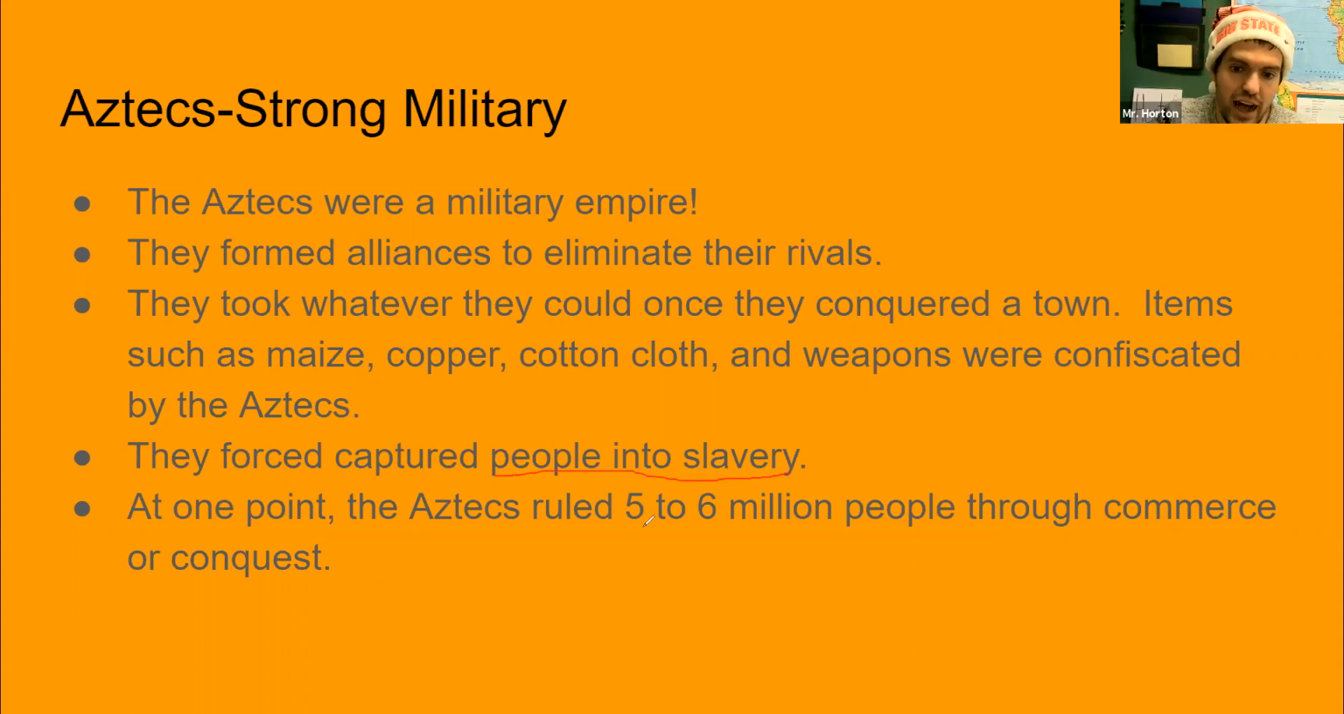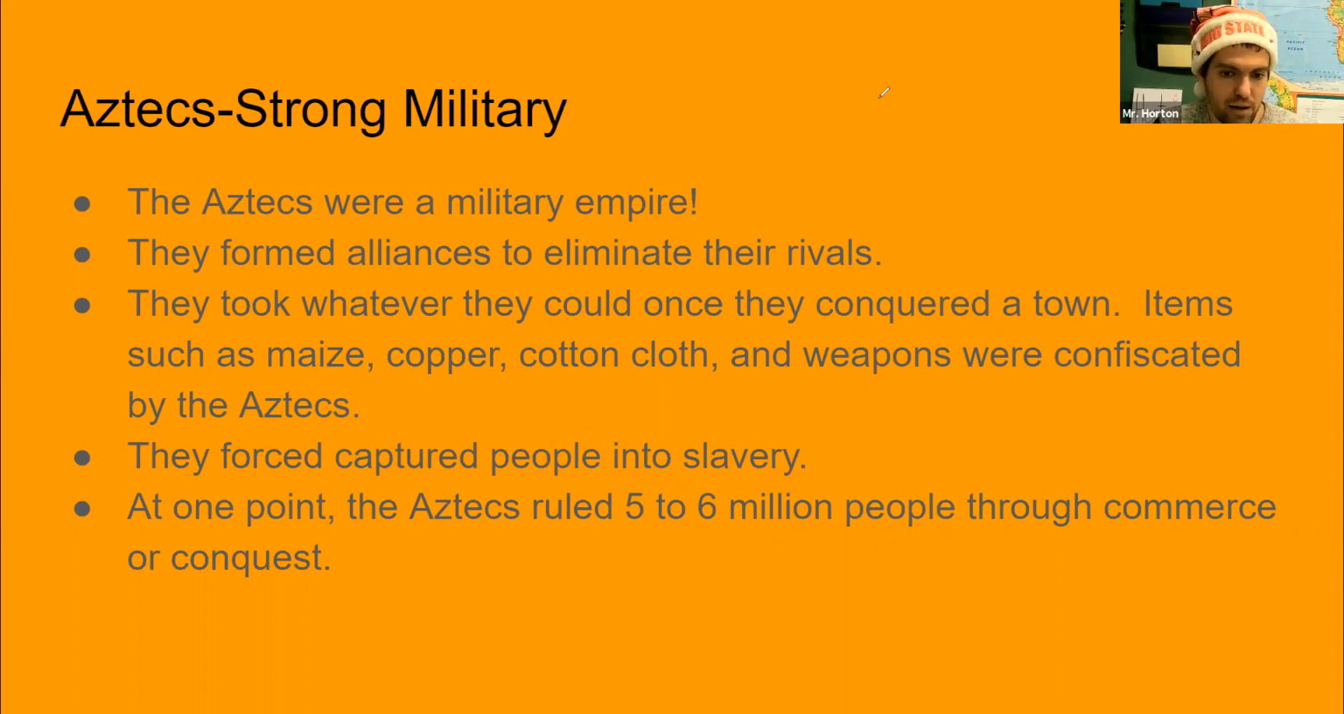And then at the very height of the Aztec civilization, they ruled about 5 to 6 million people. These people were ruled through commerce or conquest. As they captured town to town, village to village, tribe to tribe, their population grew and grew and got up to about 5 to 6 million people. So they had a very strong military presence.